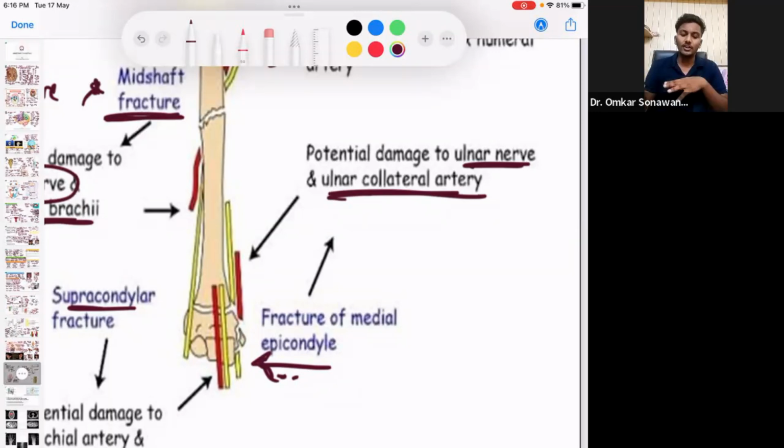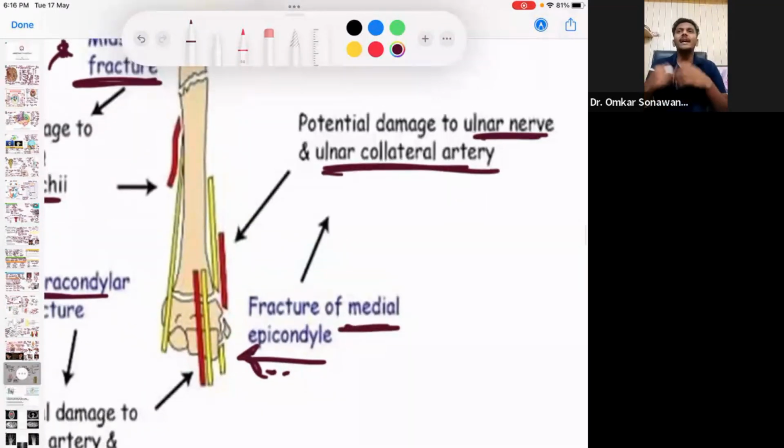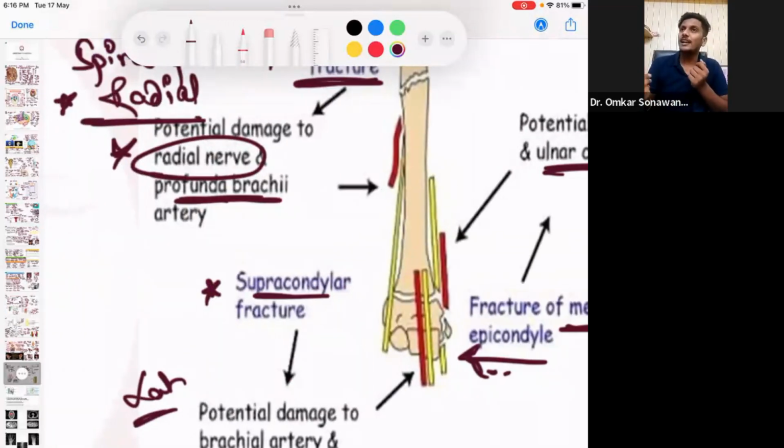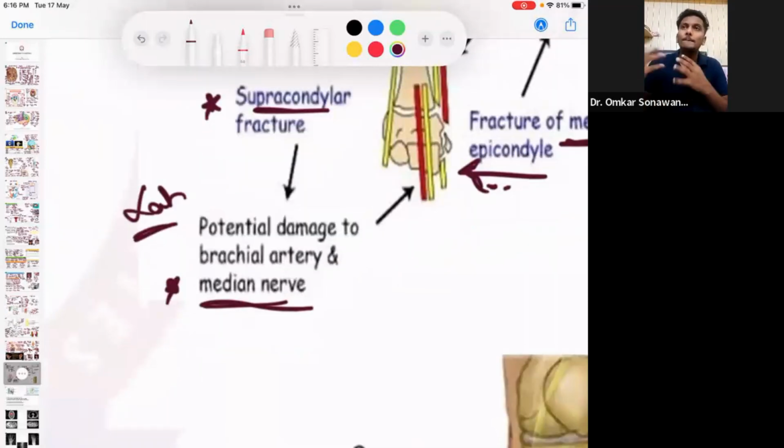In posterior relation to the medial epicondyle. So in fracture of the medial epicondyle, the artery damaged is the ulnar collateral artery, and the nerve damaged is the ulnar nerve. If I talk about lateral epicondylar fracture or supracondylar fracture of the humerus, the potential damage is to the median nerve, and to which artery? Brachial artery.